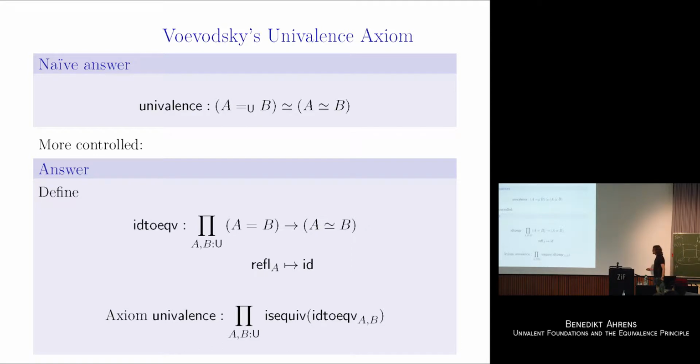And then the real univalence axiom, once I have defined this map, the real univalence axiom for a given universe says that for any A and B, this map, idtoequiv, that maps identities to equivalences, is itself an equivalence.